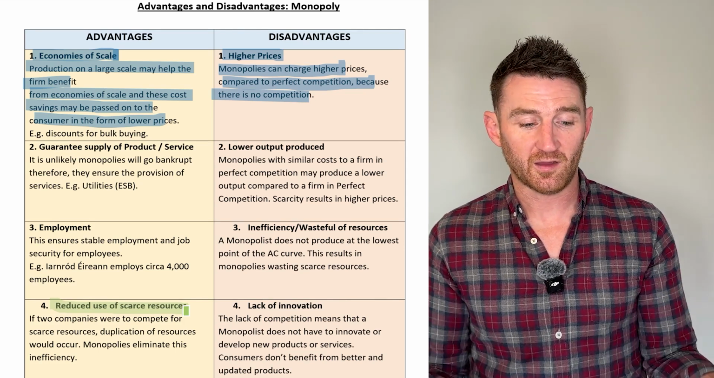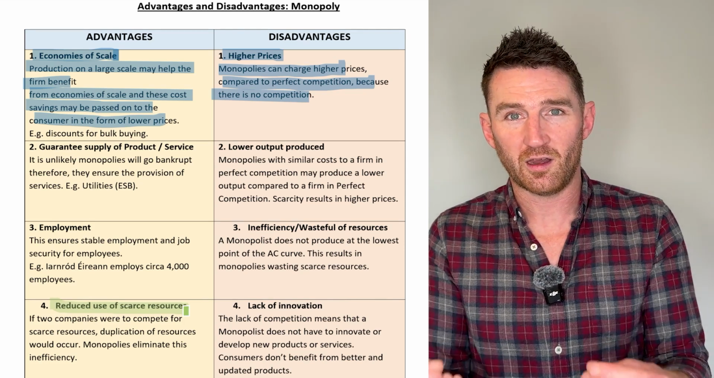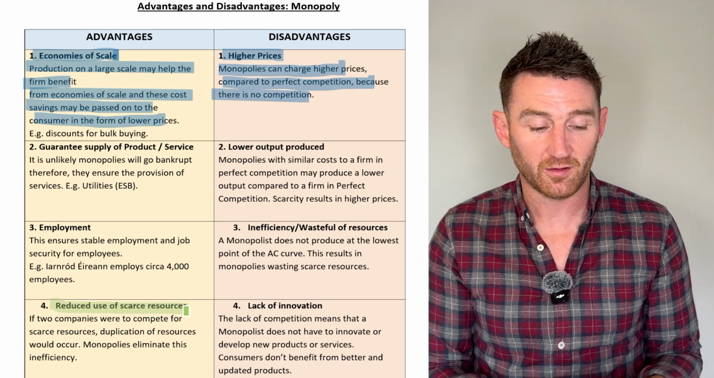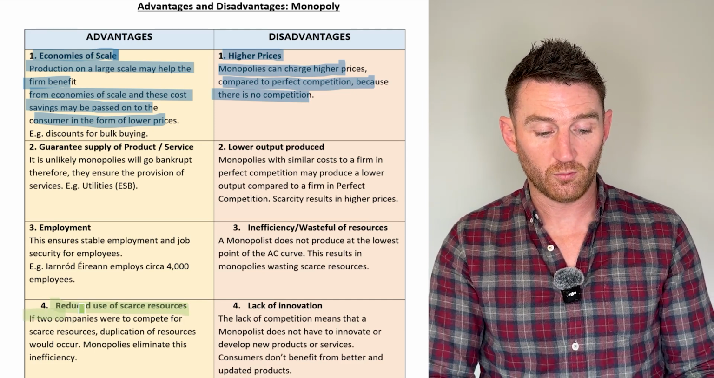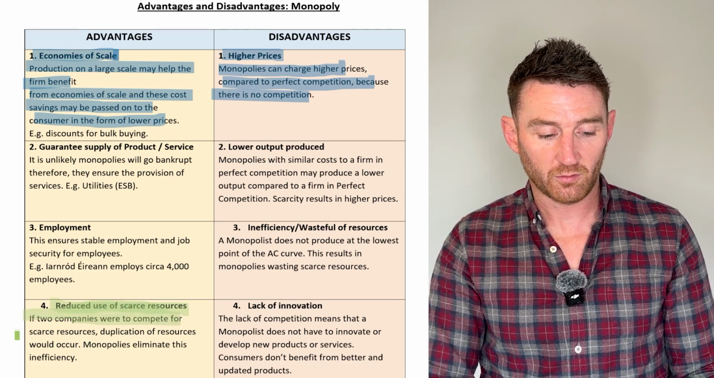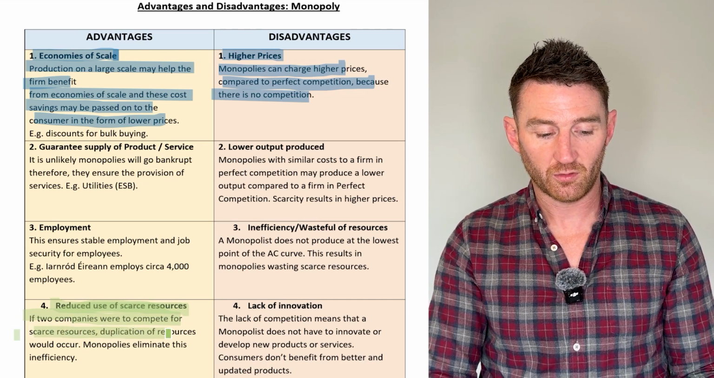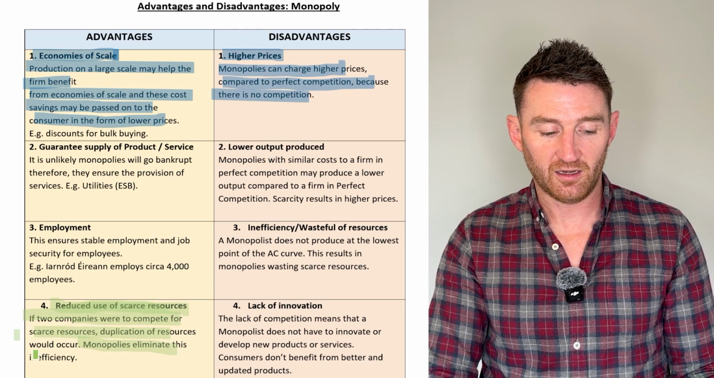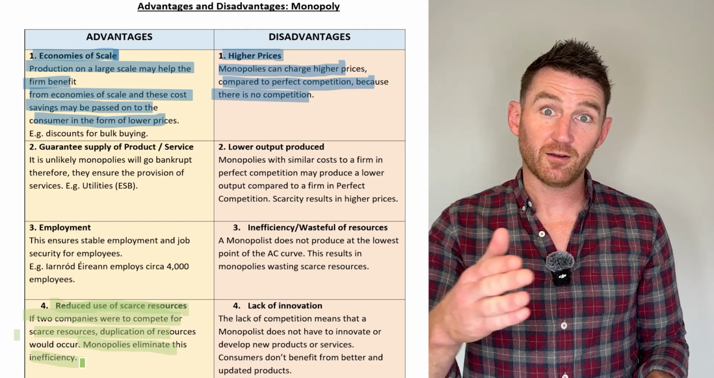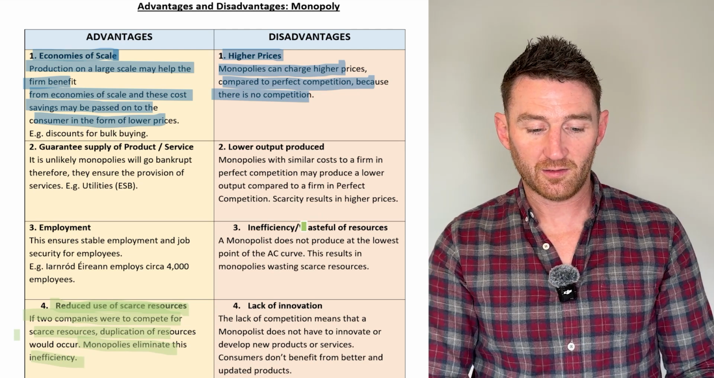So there is an argument to say that in a monopoly, there's a reduced use of scarce resources because there's less duplication of things. So that's the idea. If 2 companies were to compete for scarce resources, there will be a duplication of resources. Monopolies eliminate that inefficiency.